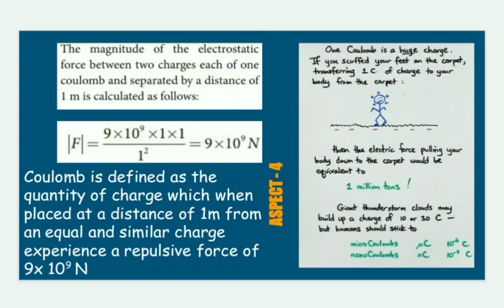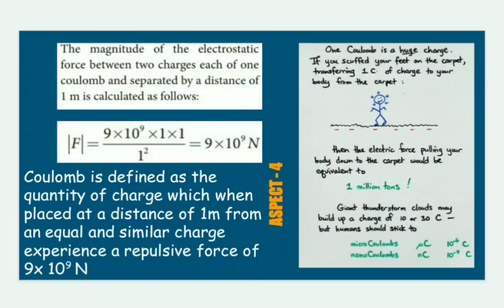It is defined as the quantity of charge which, placed at a distance of 1 meter from an equal and similar charge, they are equal charges, so 1 Coulomb and 1 Coulomb, and similar charges, both are the same, and that is why they experience a repulsive force of 9 into 10 power 9 Newton. So that means that if you take two charges, separate them by a distance of 1 meter, and they experience a force of 9 into 10 power 9 Newton, then the charges which you have taken must be equal to 1 Coulomb.